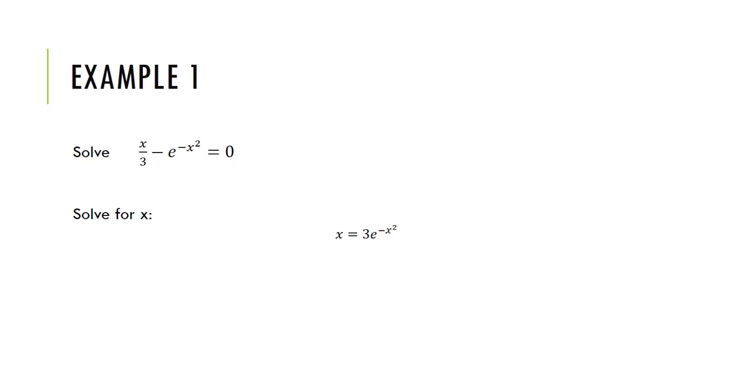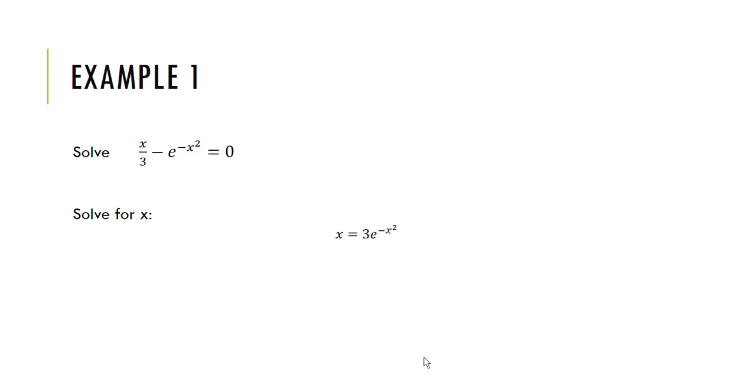Let's look at an example, and this is a fairly mathematically trivial looking example. x over 3 minus e to the minus x squared equals 0. And we want to solve this for x, and so algebraically it looks like the easiest way you would do this is say x over 3 equals e to the minus x squared, multiply both sides by 3, and you end up with x equals 3 times e to the minus x squared.